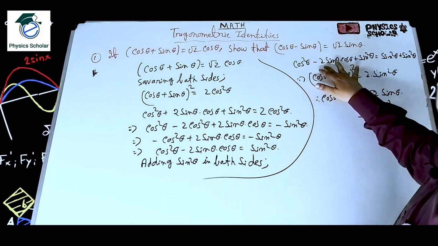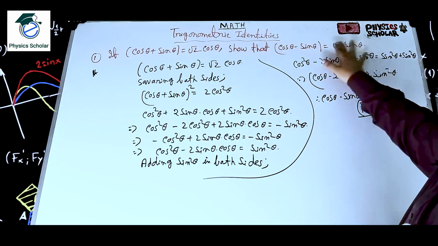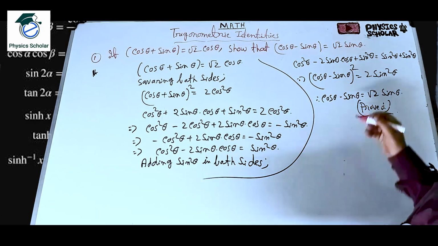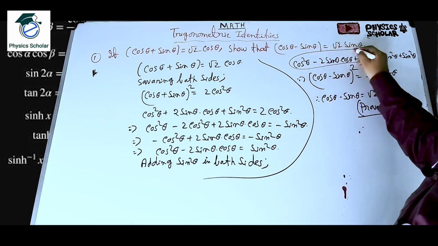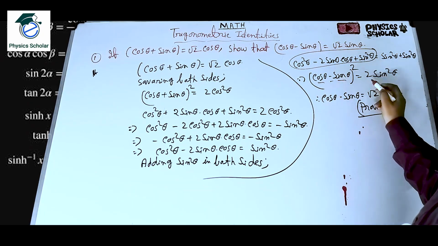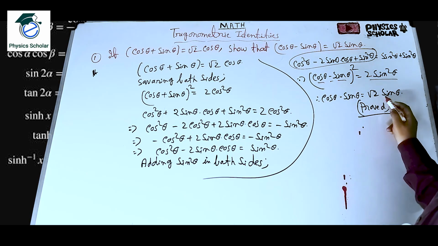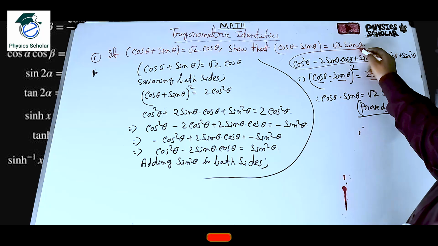Clear? So cos square theta minus 2 sin theta cos theta plus sin square theta is equal to sin square theta plus cos square theta. So this is nothing but the a minus b whole square formula. A minus b whole square is equal to 2 sin square theta. So cos theta minus sin theta is equal to root 2 sin theta. That we have to prove.